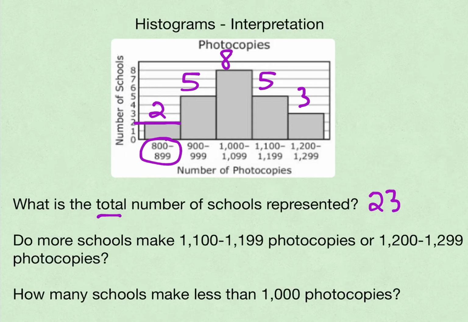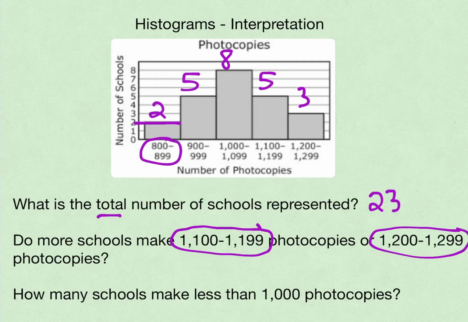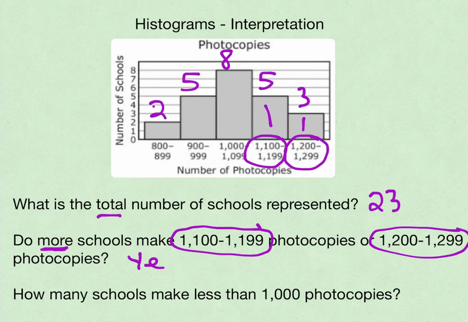Next question. Do more schools make 1,100 to 1,199 photocopies or 1,200 to 1,299 photocopies? In this case, it's having us compare two intervals or two bars. So we just want to look at those two. I'm going to go ahead and circle the two intervals that we are comparing. And the question is, do more schools make 1,100 to 1,199 photocopies? And the answer is yes, because we have 5 schools in that interval, and we only have 3 schools in 1,200 to 1,299. So the answer here is yes. This could also be presented as a true-false statement. Is this statement true or is this statement false?